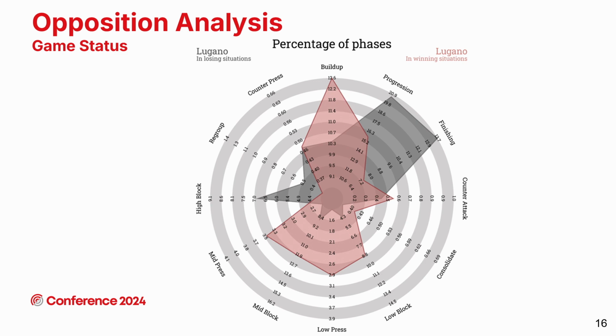If we look at the black radar plot here, so in losing situations, we can see that Lugano has the highest values in all progression and finishing with the ball, and they have a quite high value in high block, so they're actively trying to reduce the gap with the opponents. Besides, when Lugano is in winning situations with the red radar plot here, we can see that they have the highest value in build-up with the ball, and they have higher value in all low block, low press, mid block, mid press, so they are sitting deeper when in winning situations.